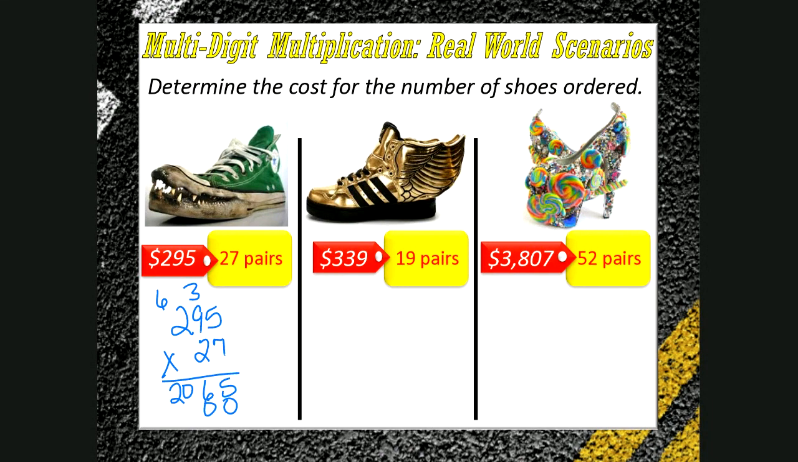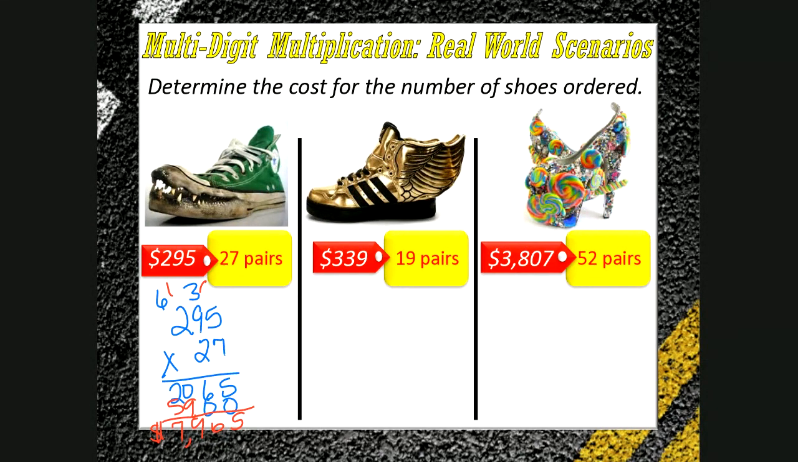I'm going to change my color so we can remember which one of these is being carried over for the second number. 2 times 9 is 18, plus 1 more is 19. And then 2 times 2 is 4, plus 1 more is 5. We'll have to add all these together. That would be a 5, a 6, a 9, a 7, and we would have $7,965.